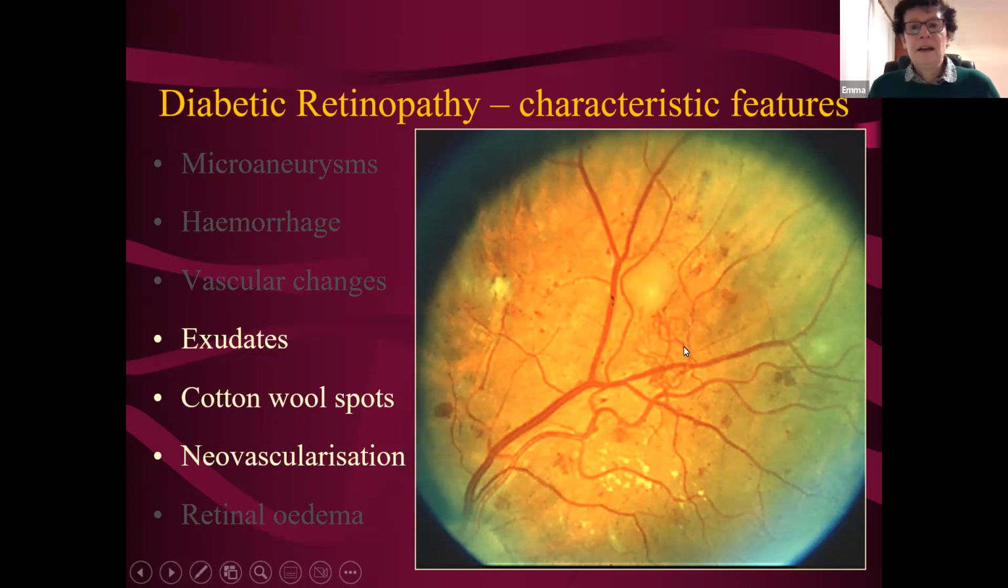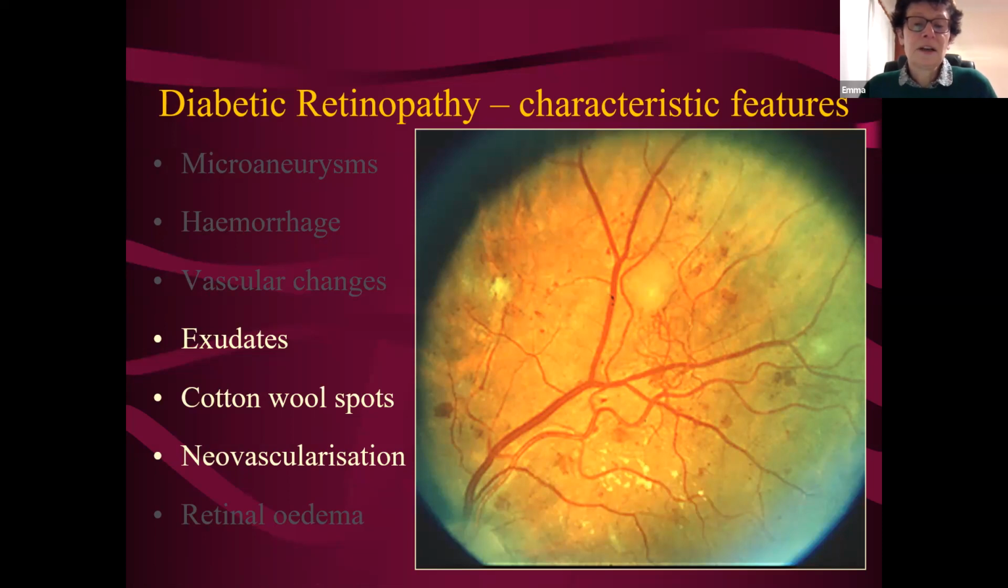And then here, sitting very nicely, is a big tuft of new vessels. New vessels in diabetes always come off the veins. So here we are, here's the vein. And they branch off, and you've got this fan-like area of new vessels. If you did a fluorescein angiogram of those, they'd leak like billy-o. They really would leak.